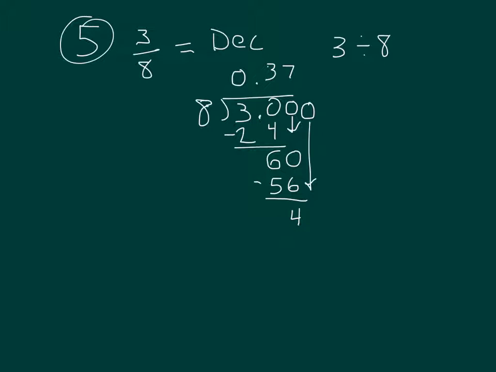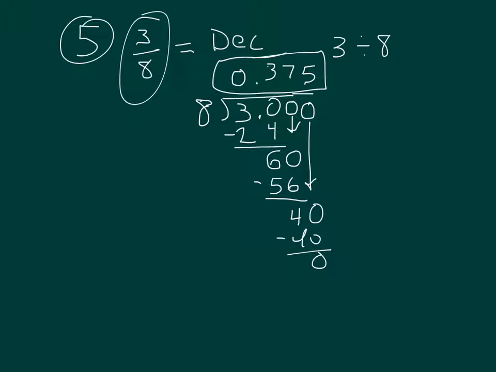Bring down another 0. 8 goes into 40 5 times, which does give us a remainder of 0. So we are finally done with this one. And that is the result of the decimal version of that fraction. Again, as a general rule in class, I would say you would show at least 2 decimal places. If all you're asked to do is convert this to a decimal, show all 3. You have to keep going for the Big 20 until it either terminates or repeats.